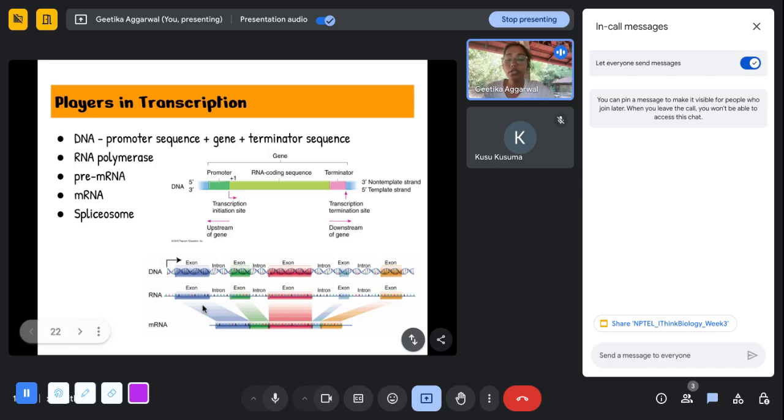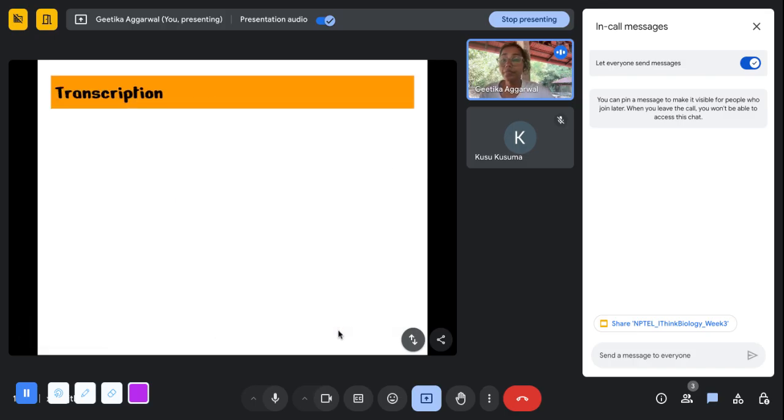Pre-mRNA in eukaryotes is actually the mRNA which still needs to be processed. It has both exons and introns. You can see here there are these exon portions which actually code for polypeptides, and introns which are not required. So this is a pre-mRNA which has both exons and introns, and after splicing, it forms this mRNA, which is good to go to form the polypeptide chain. And the spliceosome is actually the structure which leads to this splicing, cutting out of introns and connecting of the exons together.